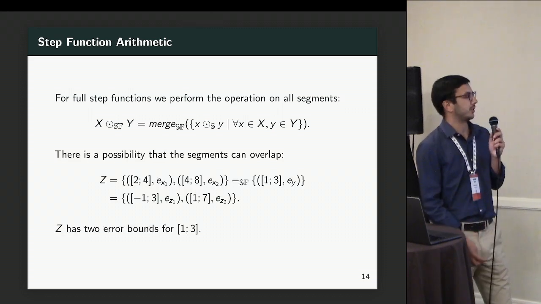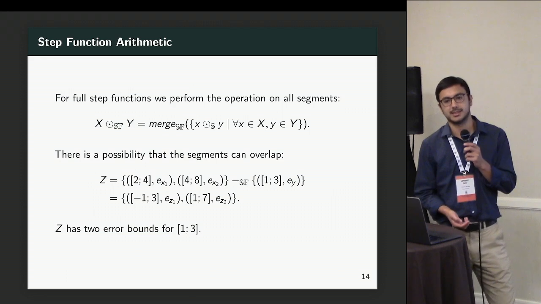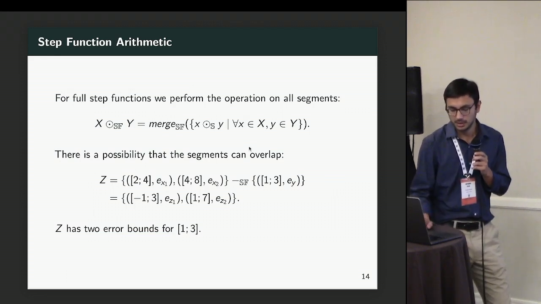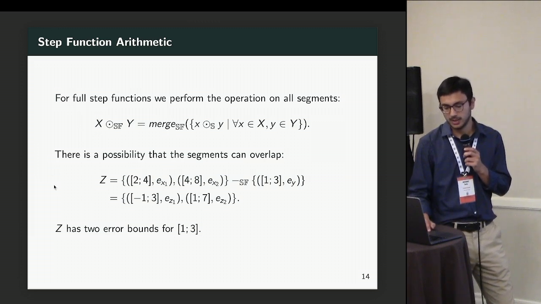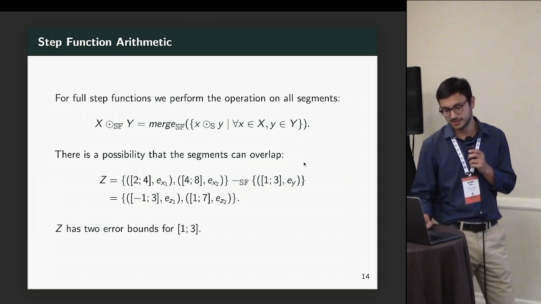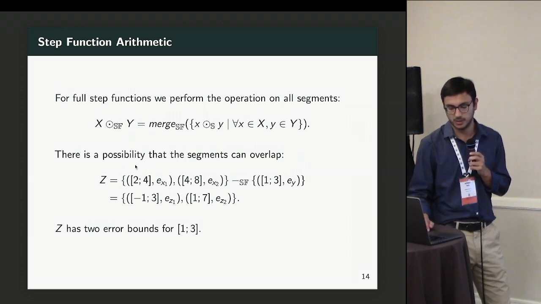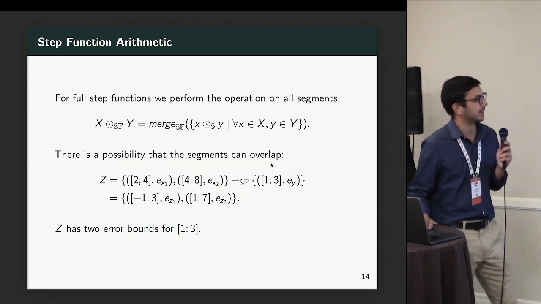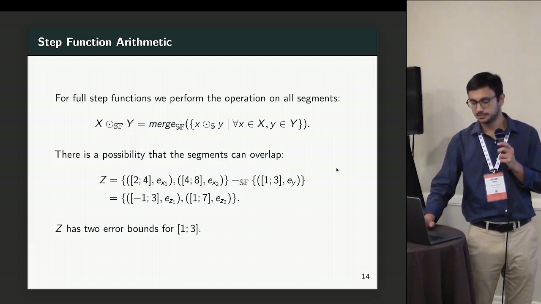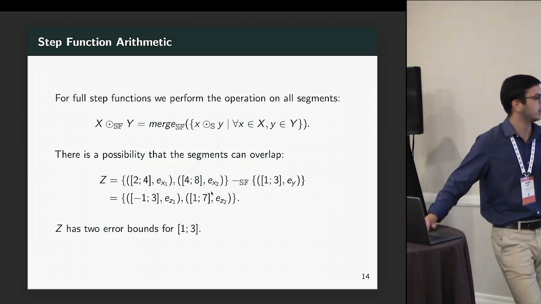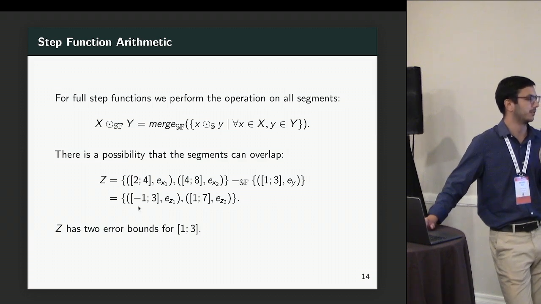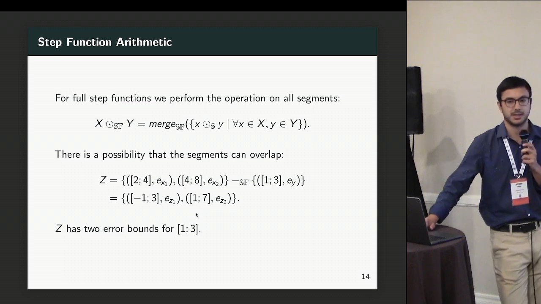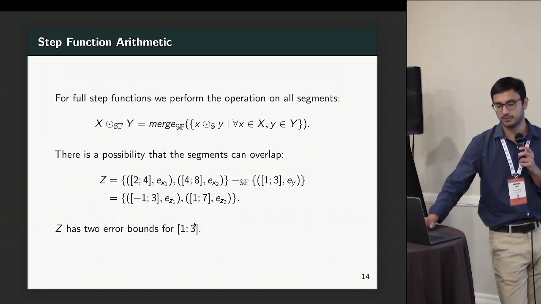The reason for this merge operation is that there's a possibility that these segments can overlap. So here we have an example where we're subtracting two step functions. The first has two segments, one going from 2 to 4 with some error bound, and the second one going from 4 to 8 with a different error bound. And then we're subtracting from that a single segment step function going from 1 to 3. When we perform this operation, we end up with two segments in our step function, one from -3 to 3, and the other from 1 to 7. And these segments overlap on the interval from 1 to 3.